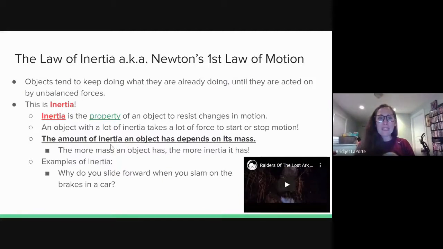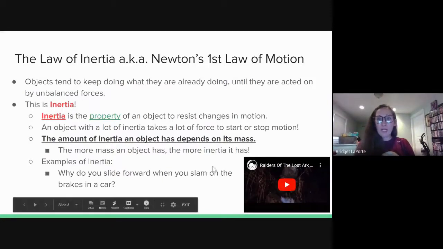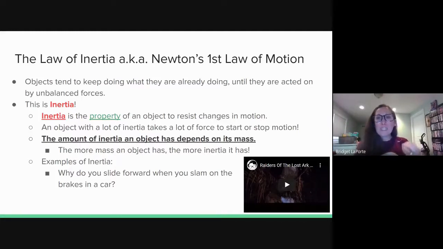That boulder has a lot of inertia, all right? Why? Because it has a significantly large amount of mass. Would Indiana Jones be as concerned if that boulder was replaced with a golf ball? Hopefully, your answer is no. You would not be as concerned, right? Because that golf ball has a significantly less amount of mass, and therefore it has a significantly less amount of inertia. In other words, the boulder is going to require a significant amount of force to slow it down.